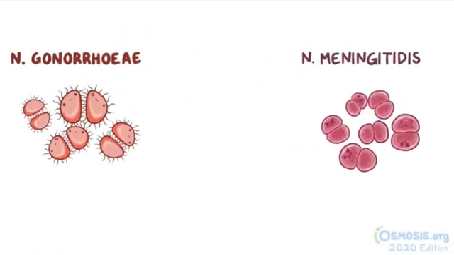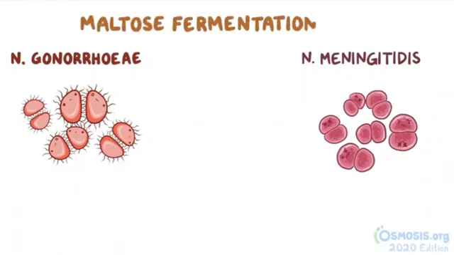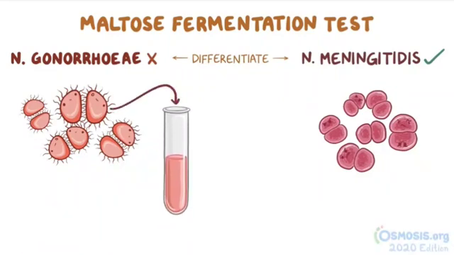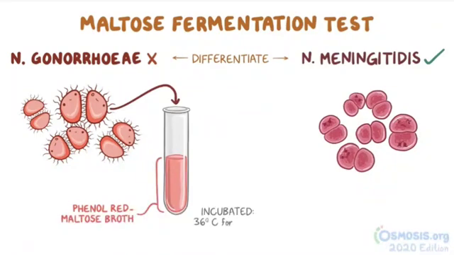However, other Neisseria species, like N. meningitidis, have the same properties, so the maltose fermentation test is done to differentiate the two. The gist of it is that N. gonorrheae can't ferment maltose, whereas N. meningitidis can. To check for this, a pure sample from the culture of the suspected bacteria is transferred to a sterile tube containing phenol red maltose broth, which is then incubated at 36 degrees Celsius for 24 hours.